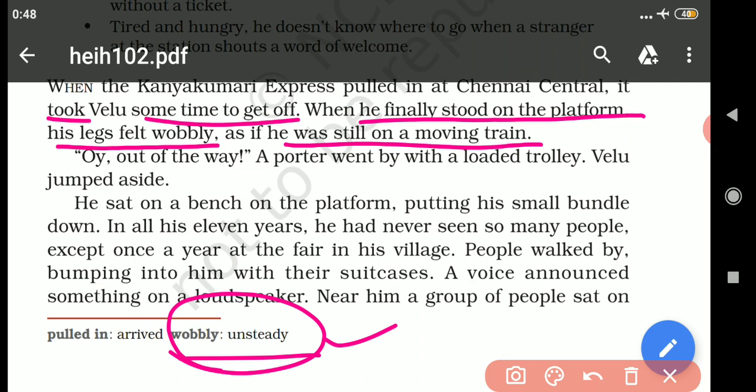"Hey, out of the way!" A porter went by with a loaded trolley. Valu jumped aside. उस समय में अगर आप कभी चेन्नई गए होंगे या कभी बड़ी मेट्रो सिटी के रेलवे स्टेशन गए होंगे, if you have ever visited the Chennai Central railway station and Howrah railway station, and if you have ever gone to the Chhatrapati Shivaji Terminus in Mumbai, there you find millions of people standing and waiting for the train at the platform.